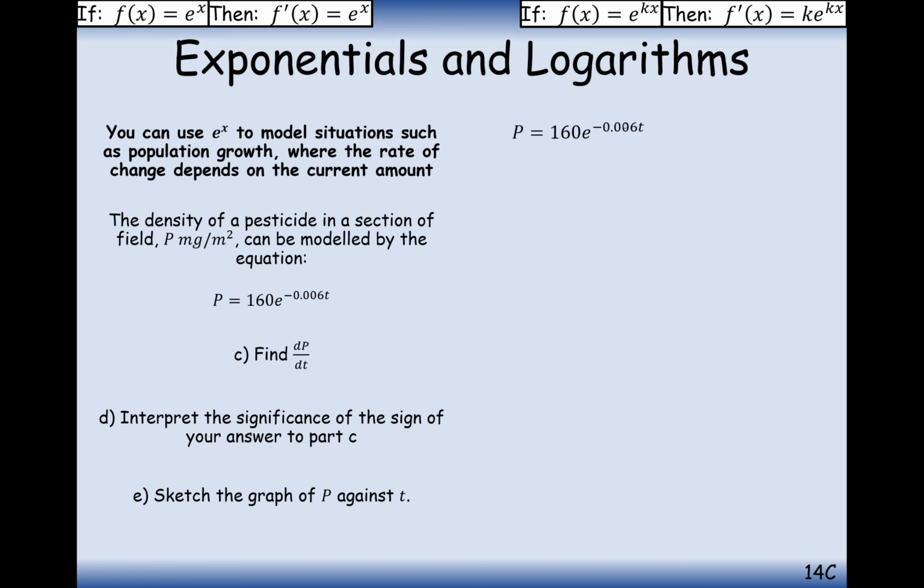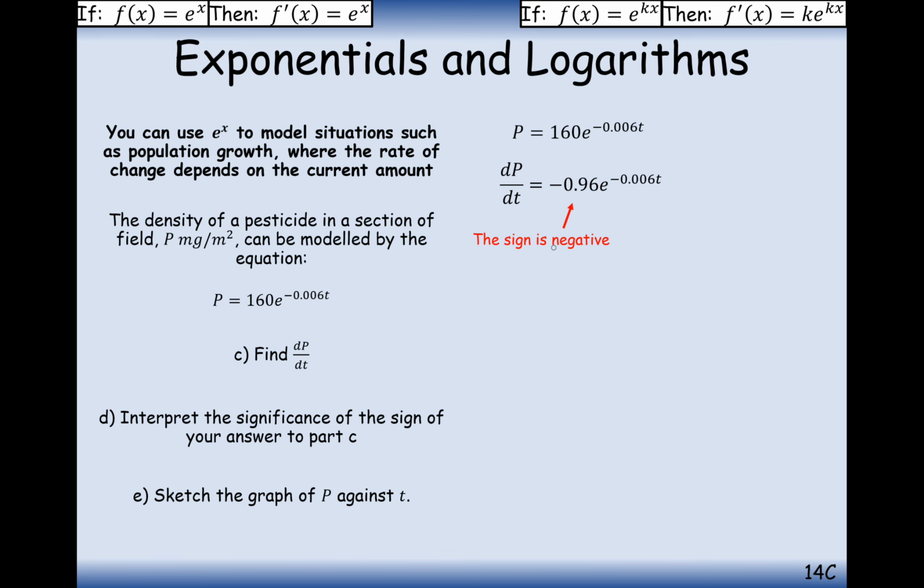So let's differentiate then. So we times by minus 0.006 to the front, and we get minus 0.96 e to the minus 0.006 t. Okay, so that's dp by dt, that's that question done.